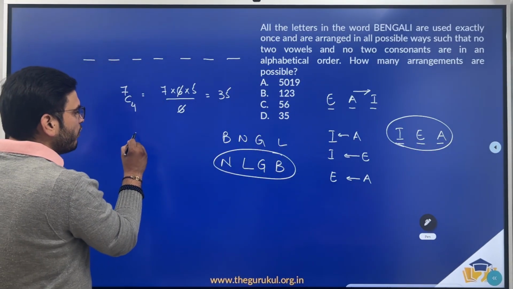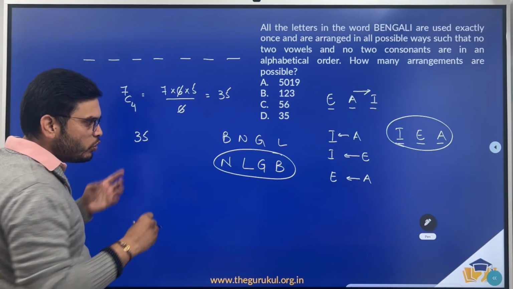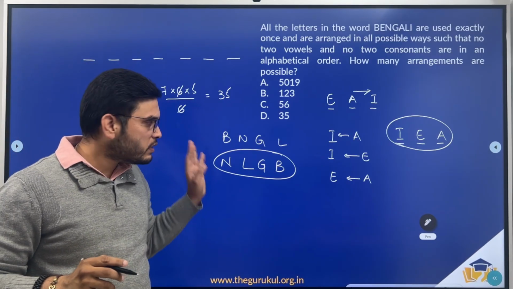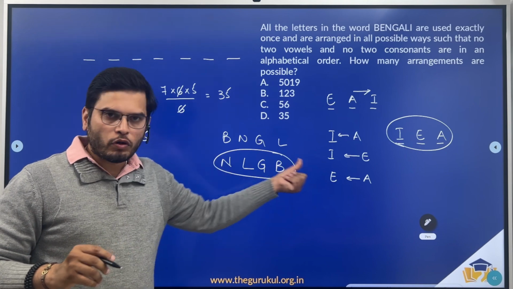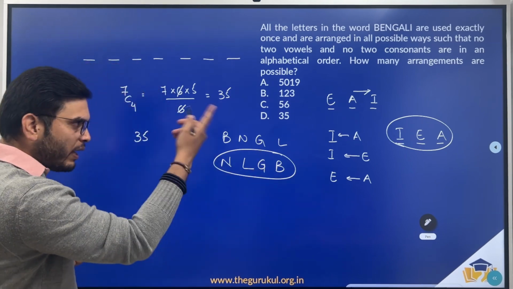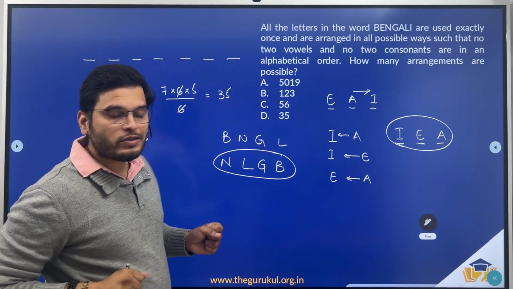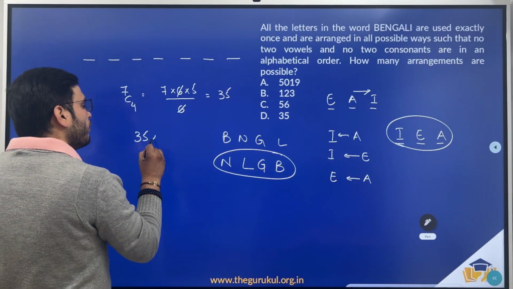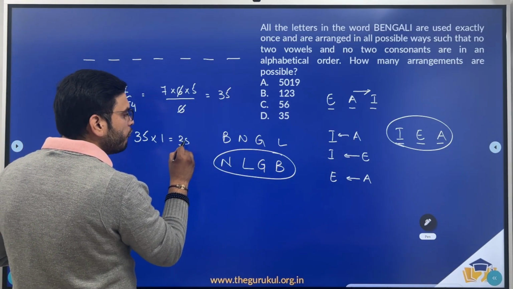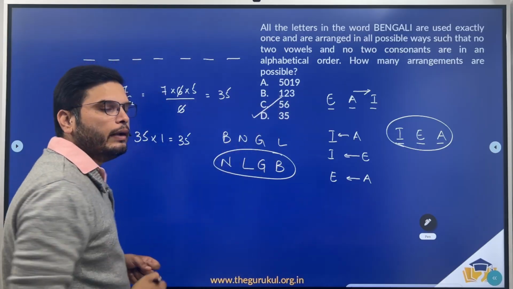So the total number of ways would be 35 ways in which you can select four out of these seven places to place these four consonants in this order, and in the remaining three places, the vowels should be in that order only. So 35 into 1, 35 should be the answer, hence option D.